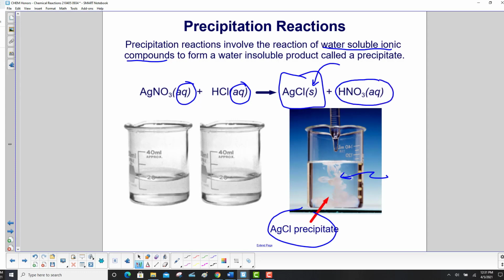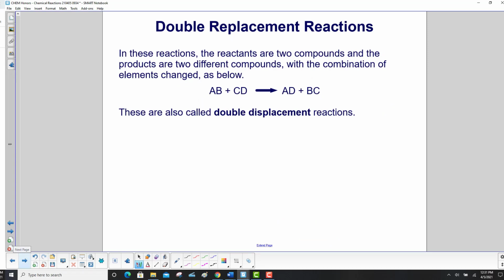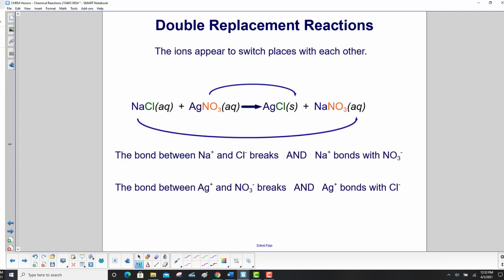The ions are separate. In these reactions, the reactants are two compounds, and the products are two different compounds with the combination of elements changed as shown here. These are also called double displacement reactions. The ions appear to switch places with each other. The bond between the sodium and chlorine ions breaks, and sodium now bonds with the nitrate. So this broke, and you now have sodium nitrate. The bond between the silver and nitrate ions breaks, and the silver bonds with the chlorine ion right here.